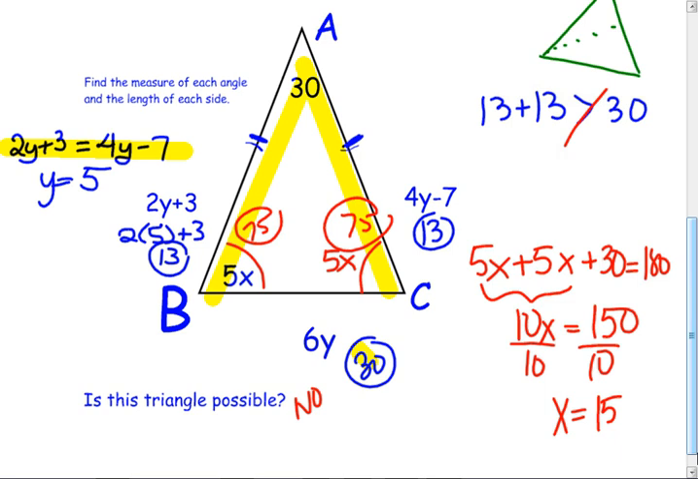It's not possible because this side was 13, that's 13, and this is 30. If I add that up, that's 26, which is clearly less than 30, so it's not possible. I made it that way on purpose.